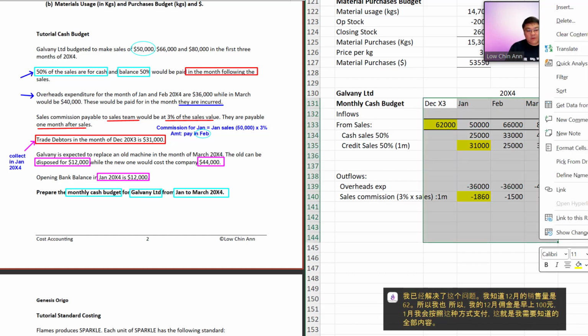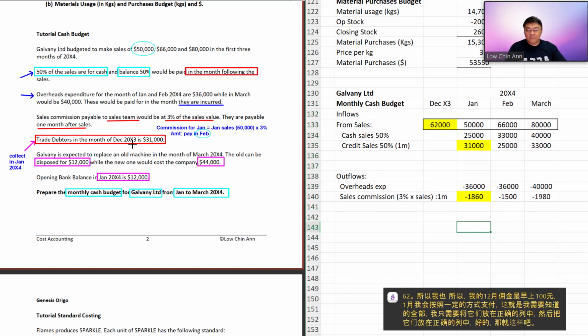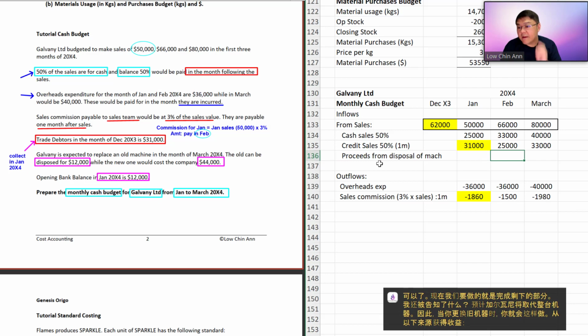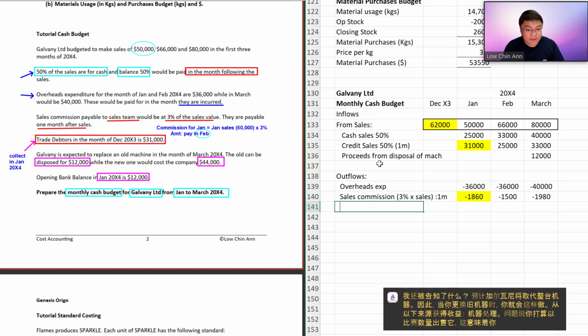So what we're going to do now is complete the rest of it. What else am I told? Galvani is expected to replace the old machine. So when you replace the old machine, you will get proceeds from disposal of the machine. The question says you are going to sell it in the month of March, so that means you are getting 12,000. But at the same time, the purchase of the machine will cost you 44,000.